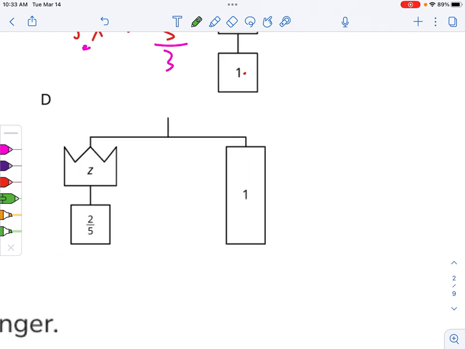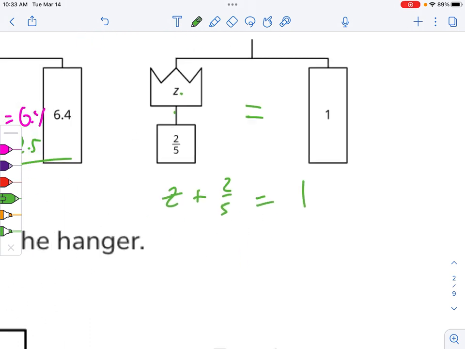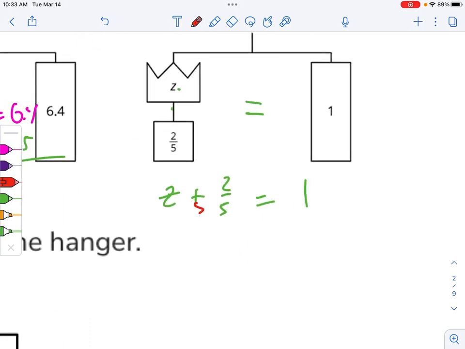And if I subtract that, I'm going to find out what x is, because I'm going to undo addition with subtraction. Let's do D. Okay, D, I've got a Z, right? And I'm adding onto that side of the mobile 2/5, and it equals 1. So I undo addition with subtraction. So I have 1 total. I want to subtract out 2/5. And once I do that, I should find the answer to Z, the value of Z.